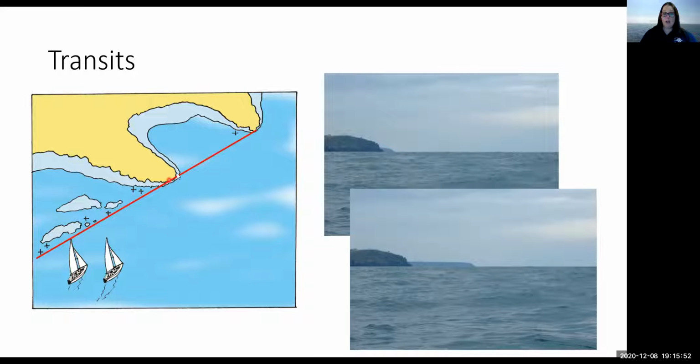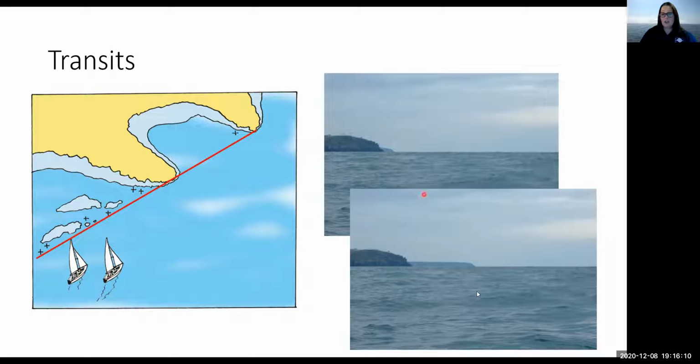Here we're looking at a transit to say, I don't want to be over in this area because this is full of rocks and shallow areas. So I don't want to be able to see too much of this back headland here, or too little of this back headland here, because if I can see too little of the back headland there, then I'm too far over to where I want to be.